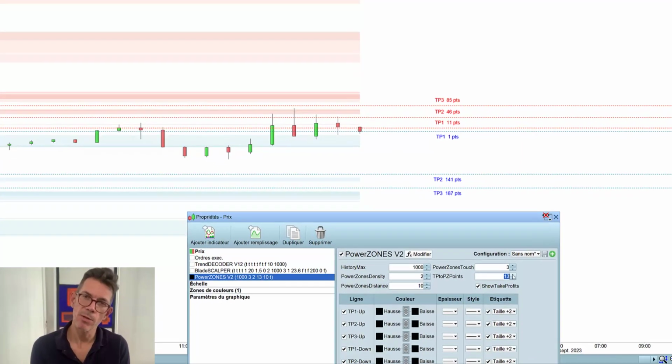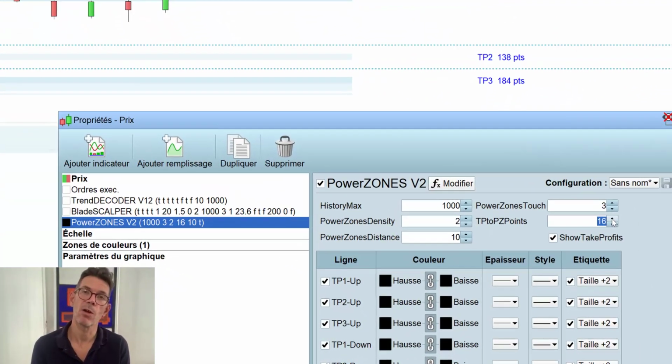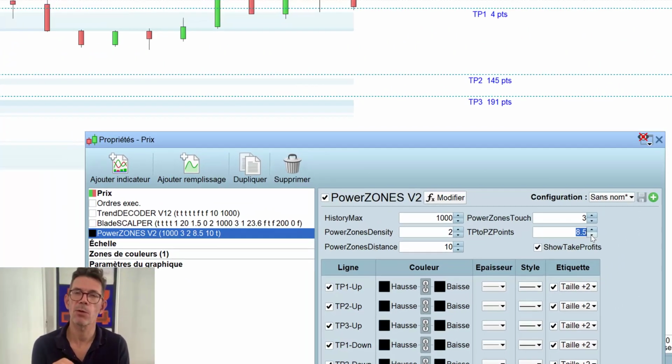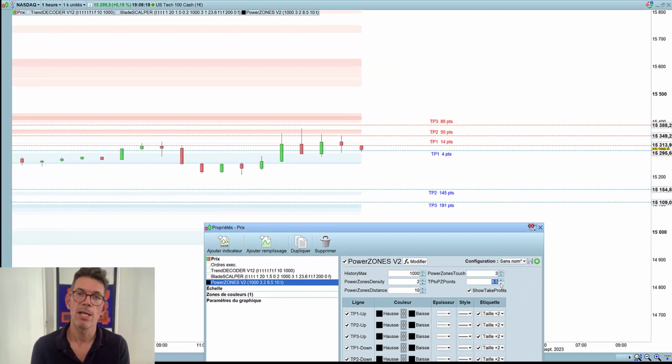But what you might want to do is not to place your take profit order right on the edge of the area, but maybe a little under or just a little above. Well, you can do this with the TP to PZ variable. PowerZone will automatically give you the result in points and value in real time. This is especially useful if you enter at market.